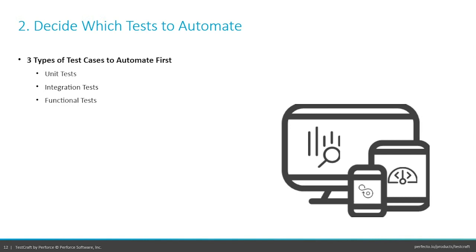So part B of deciding which tests to automate is the procedure. What is the progress of moving to automation that I would make? Most organizations will follow this procedure. The three types of test cases that you would automate first. The first one would be the unit tests. The first two are actually done mostly on the development level.